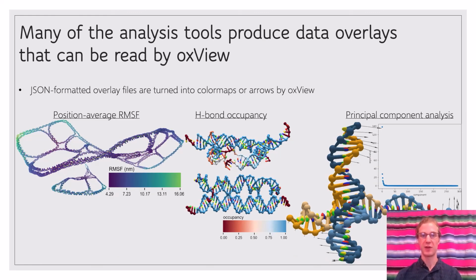Here are some examples of the outputs from these scripts. Many, including the mean structure, hydrogen bond analysis, and principal component analysis, produce overlay files that can be read by oxView as shown on these slides. These allow users to quickly and interactively visualize per nucleotide datasets. Both these analysis tools and oxView are covered in a recent bioRxiv preprint if you would like to read about them in more depth. All the code is available from the GitHub links found in the paper and in these slides.